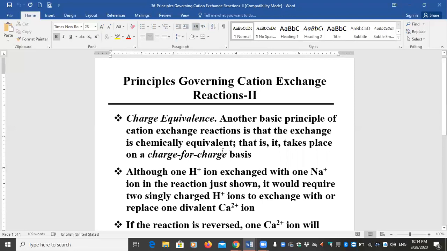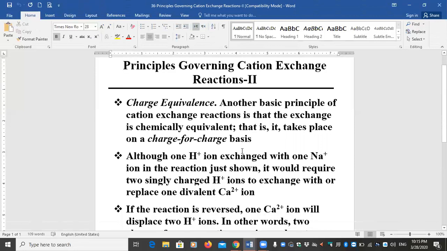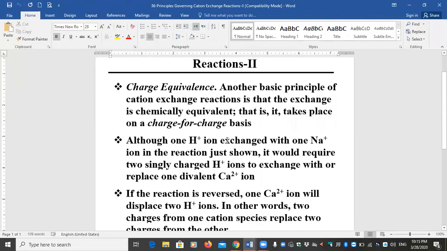What do we mean by chemically equivalent? That is, it takes place on a charge for charge basis, not an element for an element, charge for charge basis. We have negative charges that attract cations, and so the amount of those cations will be having enough positive charges to neutralize these negative charges, regardless of what those ions are. So we will keep this in mind as we talk about this important principle.